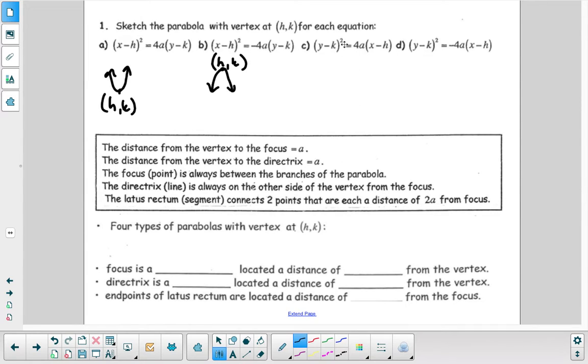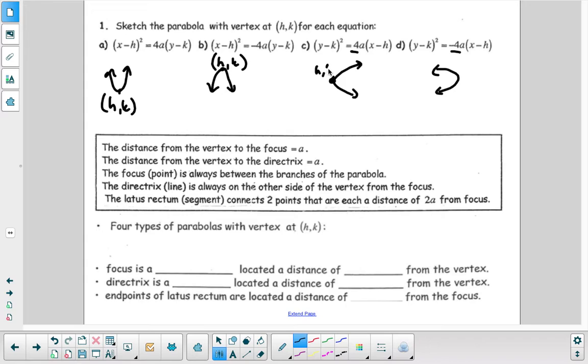Y is being squared, so when y is squared, it either opens to the right, or it opens to the left. And again, it depends on whether it's positive or negative. Positive, when we're talking horizontal, is to the right, so it should be opening to the right. Negative, when we're talking horizontally, is to the left, so again, it should be opening to the left when we're doing it with the negatives.